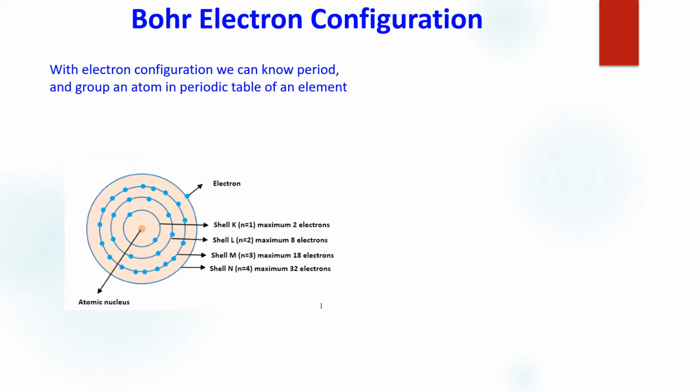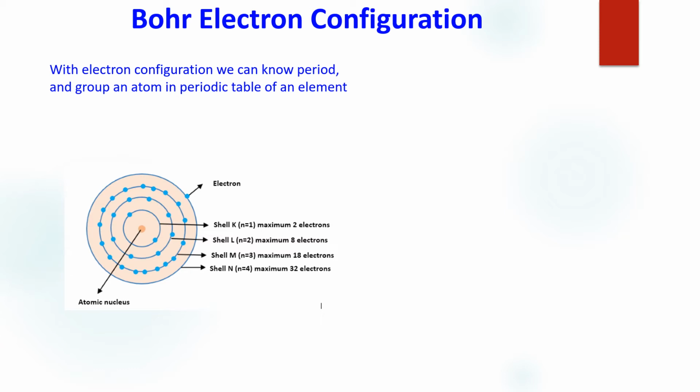An atom is depicted as in the figure. From the figure, in the atom there is an atomic nucleus and there are atomic shells where electrons are located. The first shell is shell K with shell number n equals 1, maximum 2 electrons. The second shell is shell L with n equals 2, maximum 8 electrons. The third shell is shell M with n equals 3, maximum 18 electrons.